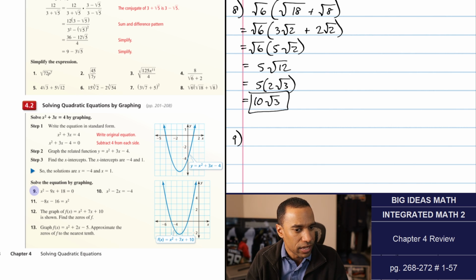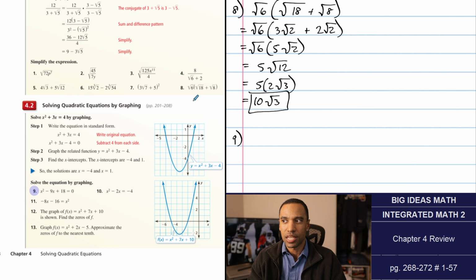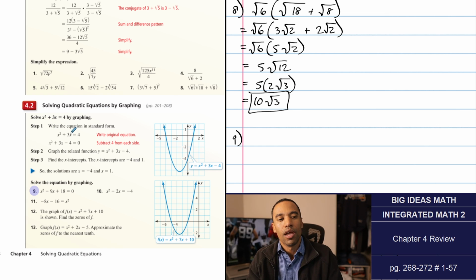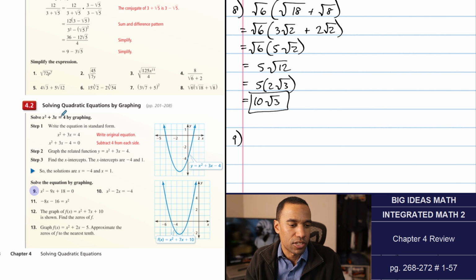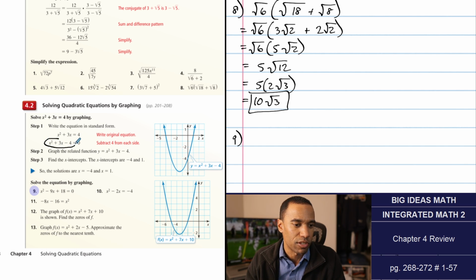I don't know if they show it here. I'll mention it and see if it's worth showing. We're going to solve x squared plus 3x equals 4 by graphing, and they say to write it in standard form. Basically, get everything on one side of the equation set equal to 0. That way, you can take this expression and graph this as if it's y equals this.